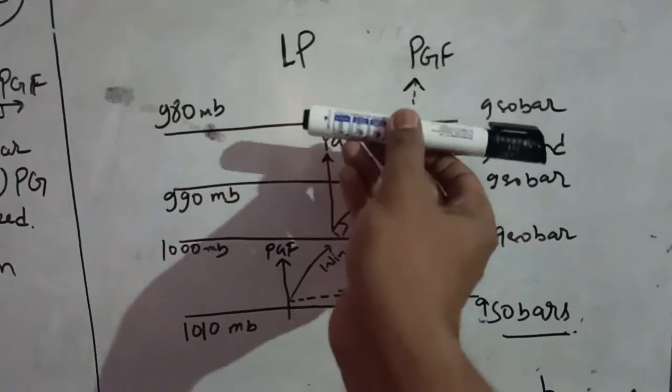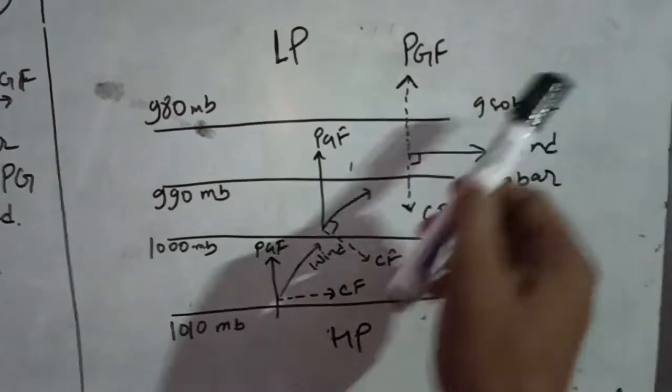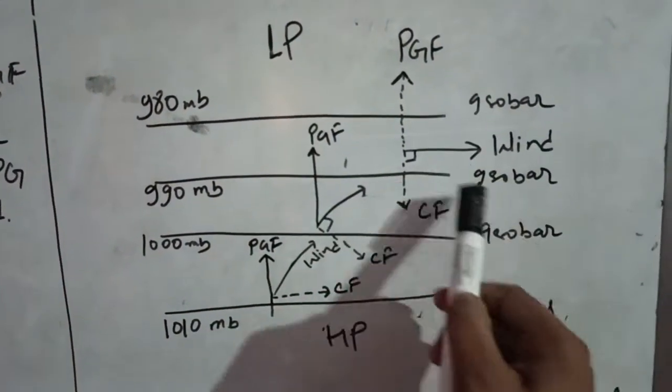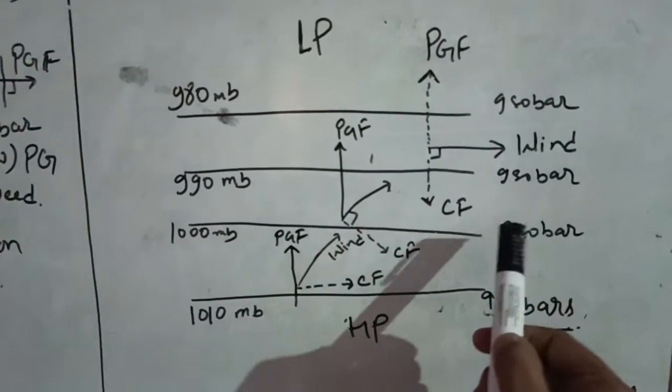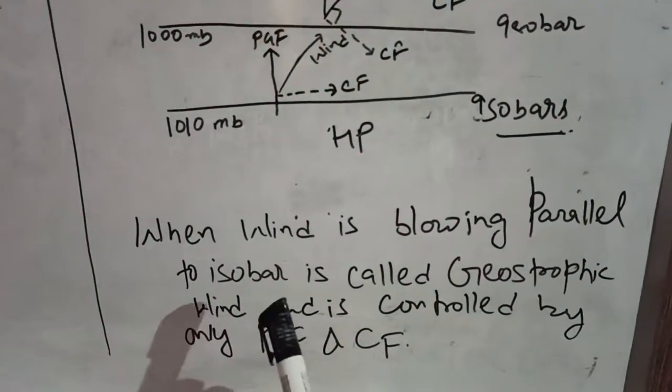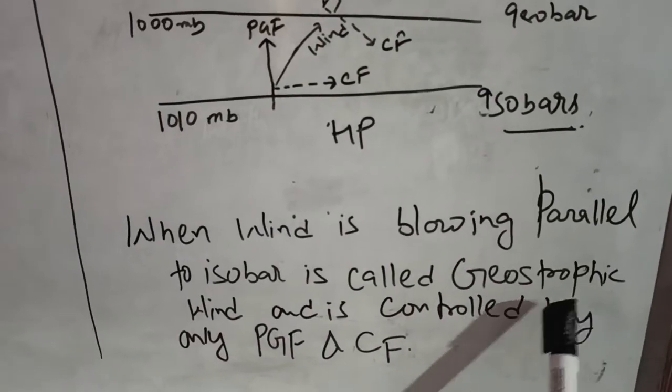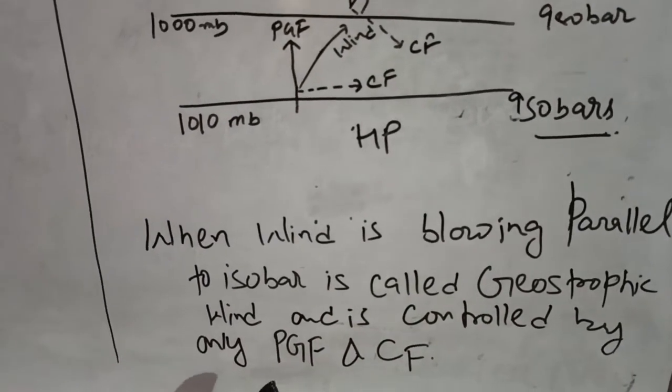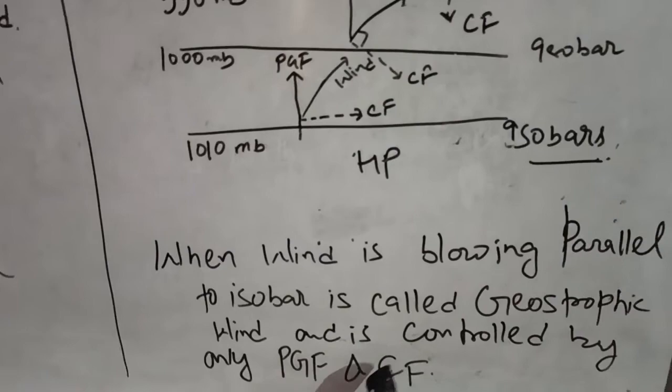One time will come when the wind starts to blow parallel to the isobar, and when a wind blows parallel to the isobar, this type of wind is called a geostrophic wind. So when a wind is blowing parallel to the isobar, it's called geostrophic wind, and it is controlled by only two forces, called pressure gradient force and Coriolis force.